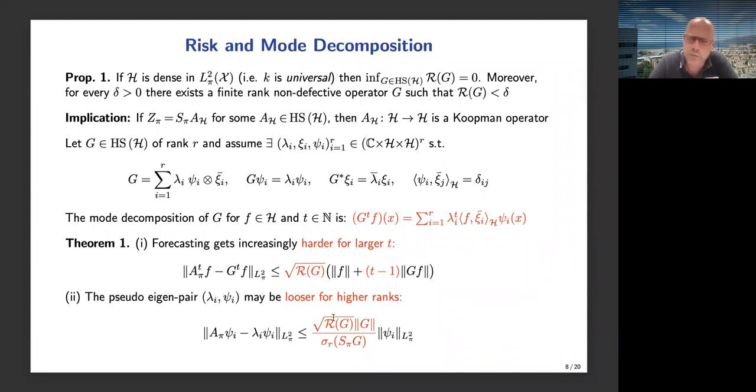So the smaller the risk, the smaller the error. But also crucially, as you can see here in the denominator, there is the sigma r, which is the smallest non-zero singular value of S pi times G. So if this is small, the approximation will be poor. And here, as you can see, there is the rank.